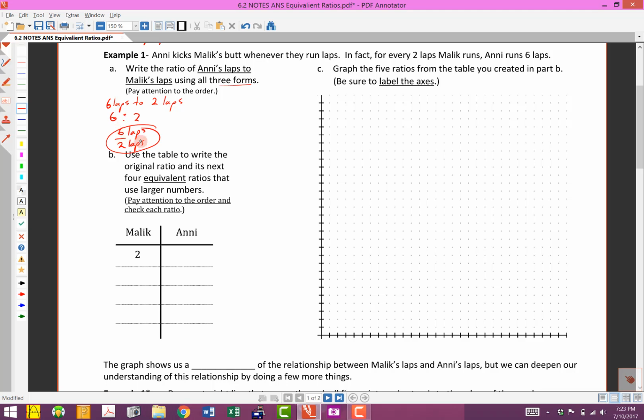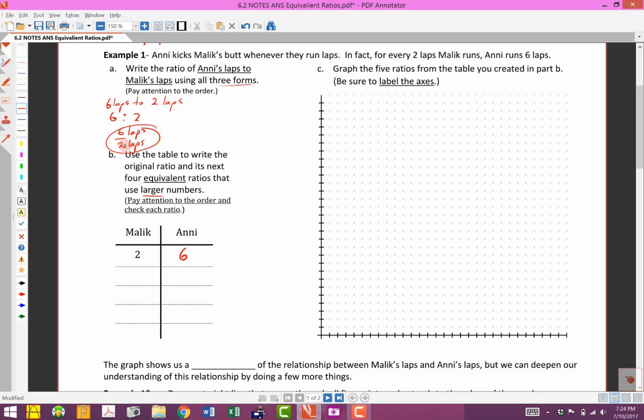Now, we may at some point go ahead and simplify this, but we're not going to do that right now because of the way this problem is set up. So it says use the table to write the original ratio and its next four equivalent ratios that use larger numbers. And this is a key right here, and it says pay attention to the order and check each ratio. So we've got Malik right here. Malik is going to run 2 laps, and then for every 2 laps Malik runs, Annie's going to run 6. So we've got those original 2 numbers that are used in that original ratio right there. And then we want to come up with equivalent ratios that use larger numbers.